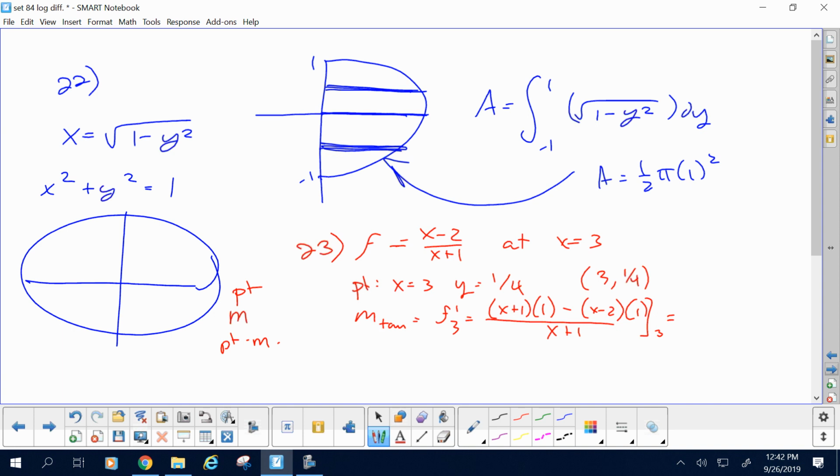Do that yourself. I'll do that also. I guess I could have combined my terms then put in 3, whatever. 4 minus 1 over 4. I'm getting 3/4 for that. Can you check me?